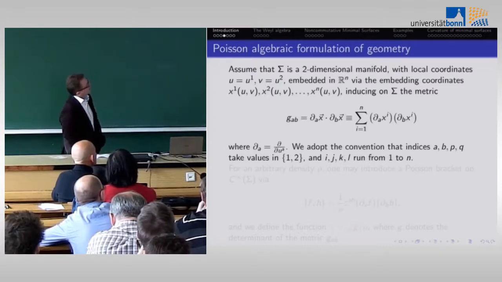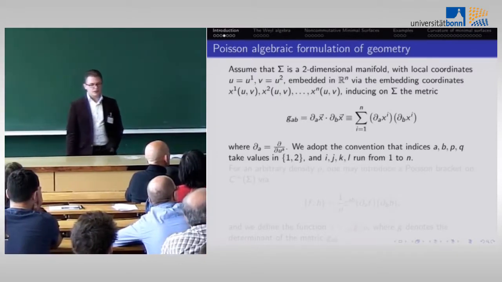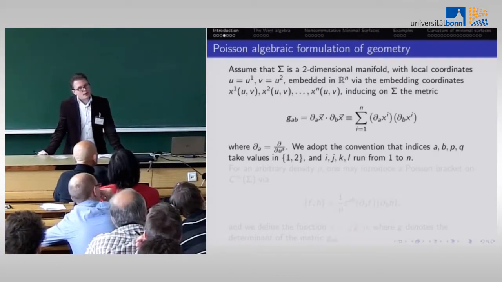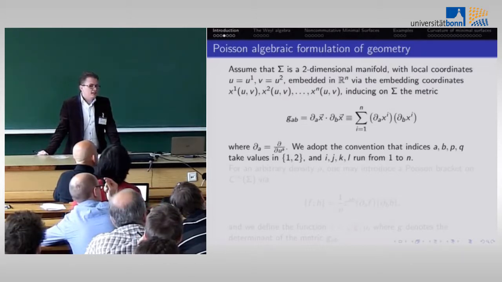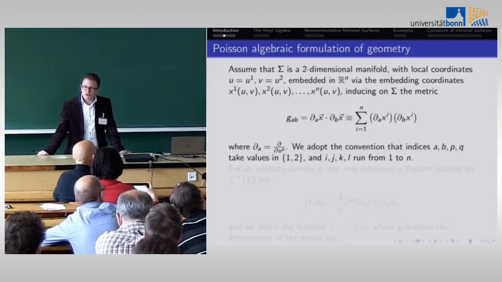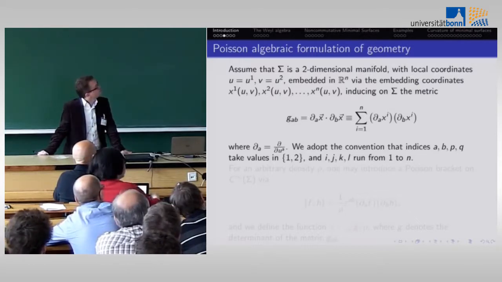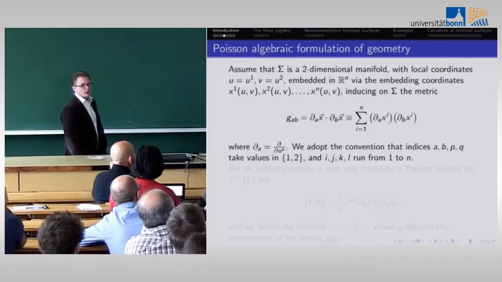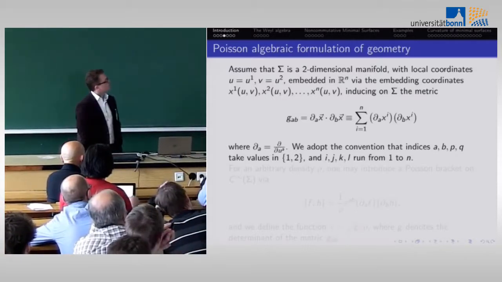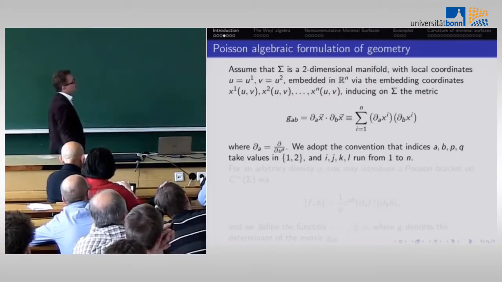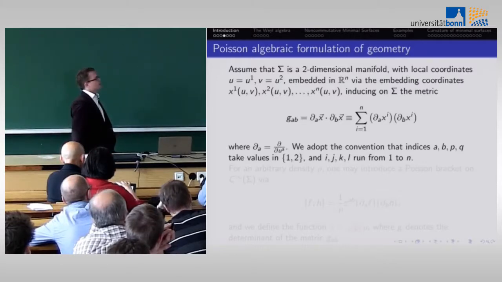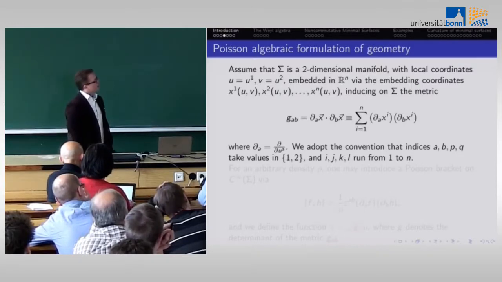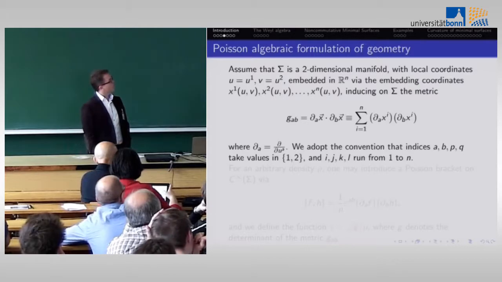So let us slowly approach non-commutative minimal surfaces, and to do that we would like to reformulate a piece of geometry in terms of Poisson brackets, to find the right kind of formulas that you want to generalize from ordinary geometry to the non-commutative algebra. So, just some notation. We have a two-dimensional manifold called sigma. It has local coordinates u and v, and it's embedded into Rn, and it gives you an induced metric as written here. And we have two kinds of indices, indices A and B, which live on the surface and go from 1 to 2, and indices i, j, k, and so on, which live in the ambient space Rn and run from 1 to n.